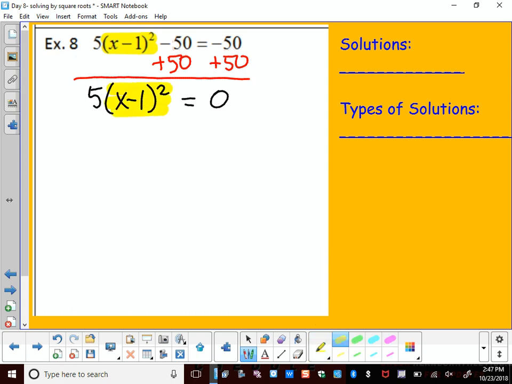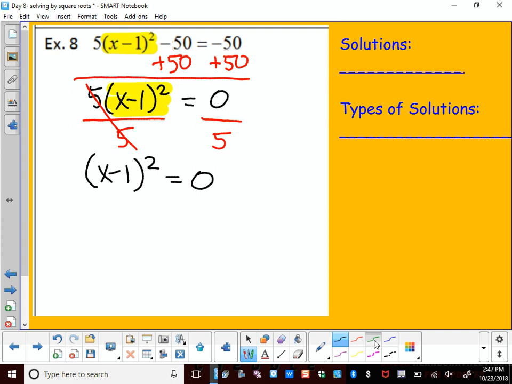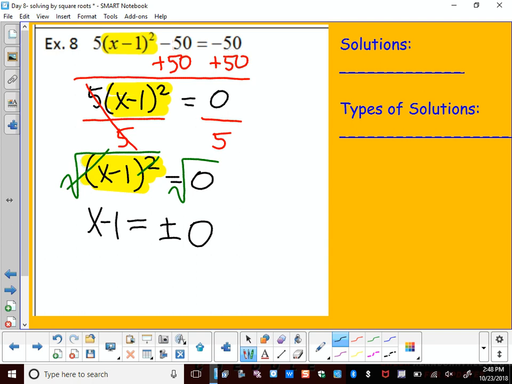I still don't have all of that by itself. So divide by what? 5. So now I have it's equal to 0. Do I finally have my parentheses and my square by itself? Yes, so now I can take the square root. So I take the square root of the left side and of the right side. On the left side, this cancels out, so I'm left with x minus 1 is equal to plus or minus 0.